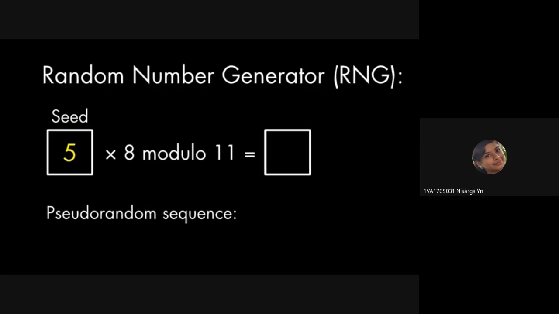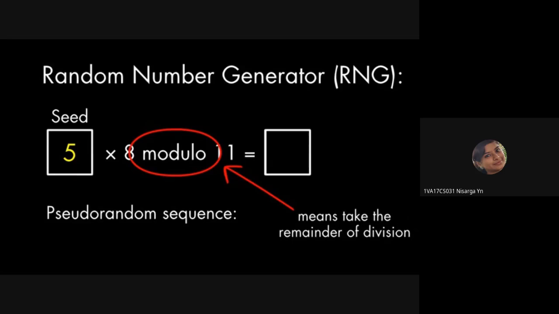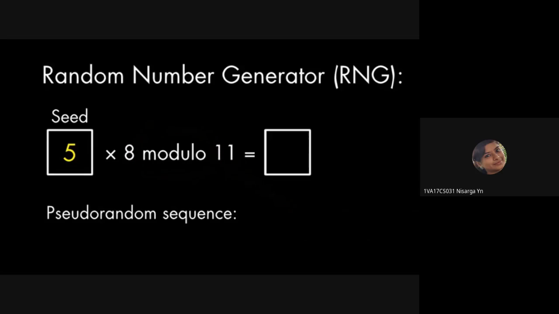When we need a random number, we take the seed and multiply it by 8. Then we take the result, divide it by 11, and take the remainder. In this case, that produces the number 7. That's our random number. The 7 also replaces the 5 as the seed. So the next time we need a random number, we start with a 7, multiply it by 8, divide that result by 11, and take that remainder, which is a 1. We keep doing this every time we need a new random number.